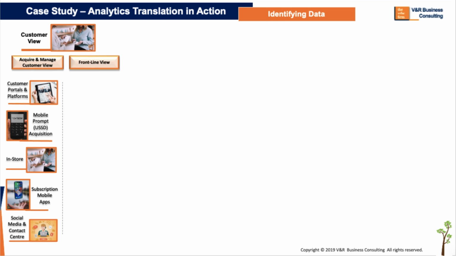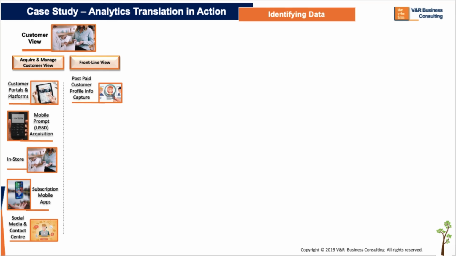The frontline view is what the company sees at the first layer of interacting with the customer. There's the post-paid or contract customer profile info capture. So this is the user volunteered data we were talking about. You could be entering this info on their portal, signing up on their app or website, providing it to their agent in store, or to a contact center rep on the phone, as per the touch points we just talked about on the customer's view layer.